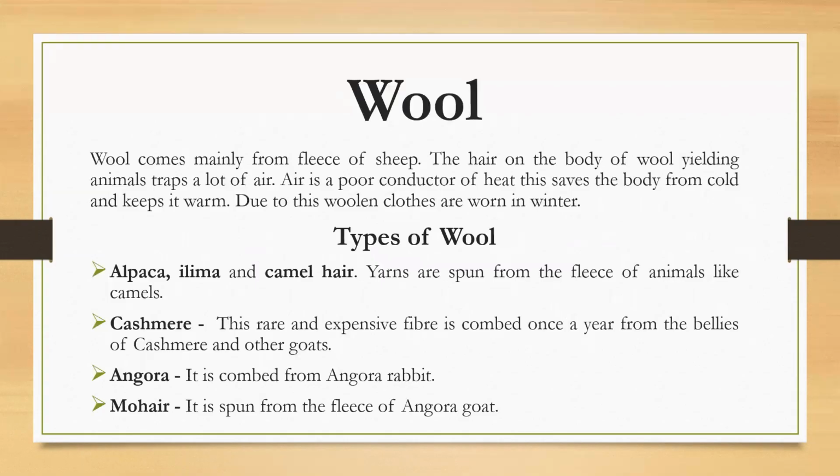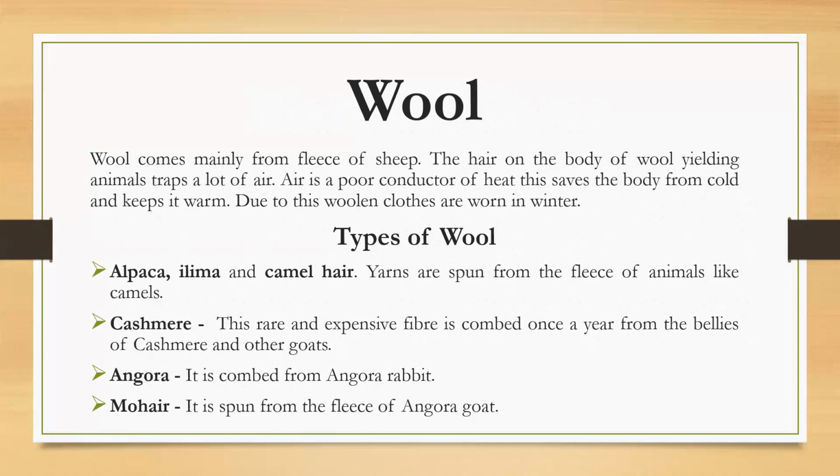Wool. Wool comes mainly from the fleece of sheep. The hair on the body of wool yielding animals traps a lot of air. Air is a poor conductor of heat. This saves the body from cold and keeps it warm. Due to this, woolen clothes are worn in winter.